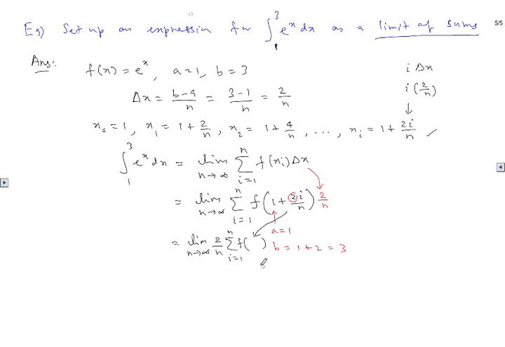Summation. But since you know the function at this time, you can write this as the limit as n goes to infinity of 2 over n, sigma i going from 1 to n. What's the function? The function is e, so it's e to the 1 plus 2i over n. So that is the final answer.